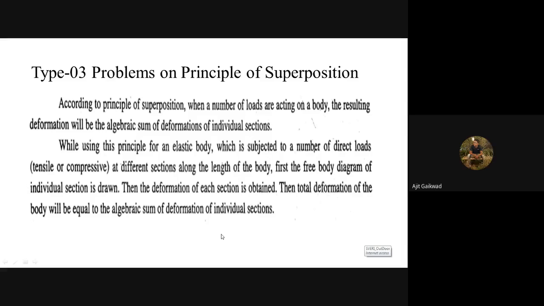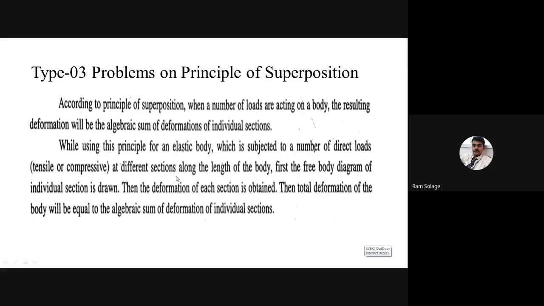Okay, now see here. Already we have seen type number 1 and type number 2. In every type we have a little bit of difference. In type number 1, we have seen problems on a bar having uniform cross-section area, where we have to calculate stress, strain, and deformation. In type number 2, we have seen problems on a stepped bar. And this is type number 3, problems on superposition.